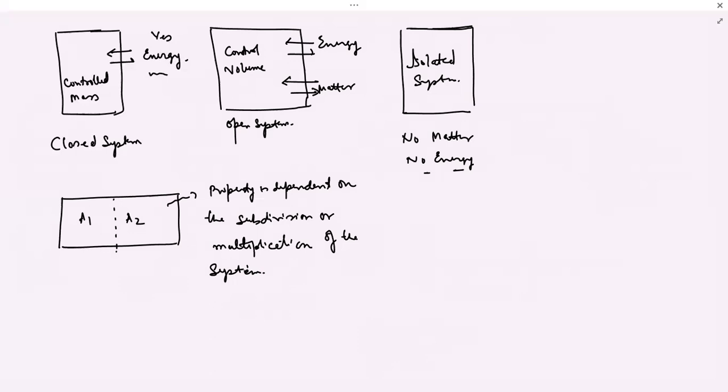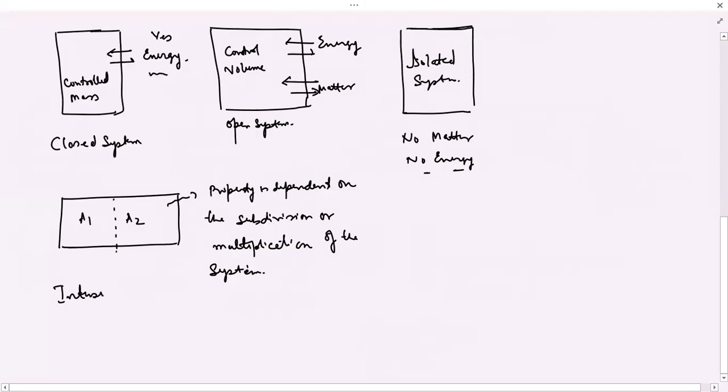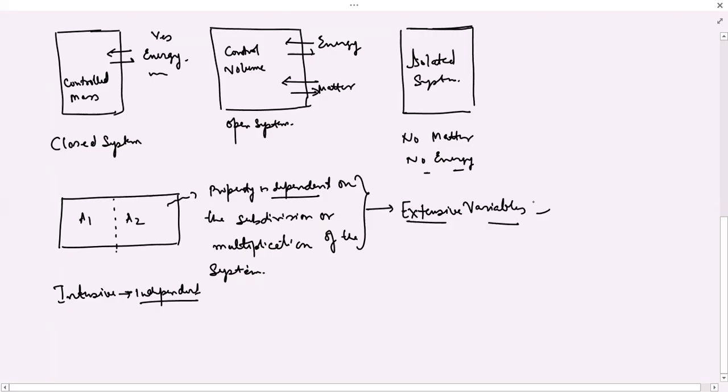So in this way, we define two different properties. One is called an intensive property, another is called an extensive property. If the property remains the same, whether we divide it or not divide it, these are called intensive properties. These are independent of subdivision and multiplication. And then there are properties which are dependent on it. These are called extensive variables. And I have listed a few of them. And I've already told you that you need to really just mug it up right now. And then we'll see in later discussions how these work.